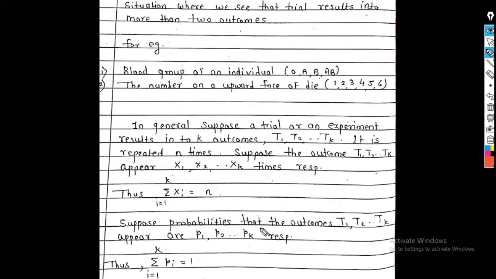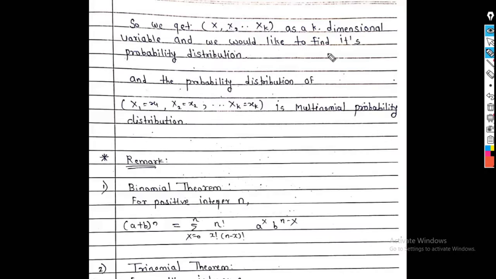Suppose the probabilities that the outcomes t1, t2, ..., tk appear are p1, p2, ..., pk respectively, that is, the outcome t1 appears x1 times with probability p1. Similarly, outcome t2 appears x2 times with probability p2, and so on. The outcome tk appears xk times with probability pk. So p1 plus p2 plus ... plus pk is equal to 1.